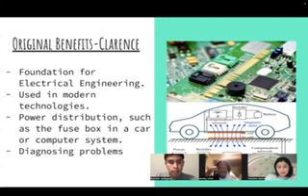Technologies: power distribution, such as the fuse box in a car or computer system, and diagnosing problems.